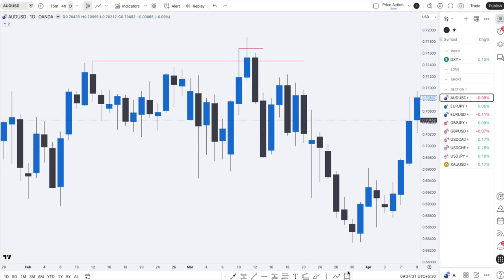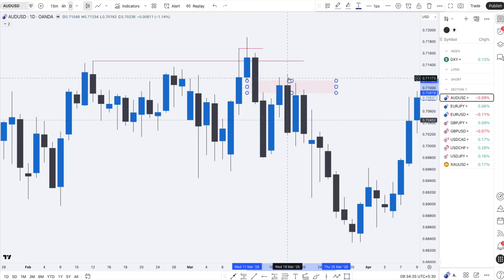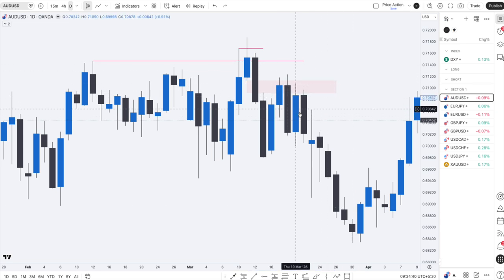But it's much better for price to make an FPG, react out of it, and then we can sell it to the downside. This confirms that there's been an FPG, confirms that there is bearish momentum. And then we wait for price to reach into the FPG. We wait for a C2 inside the FPG and then sell from here.